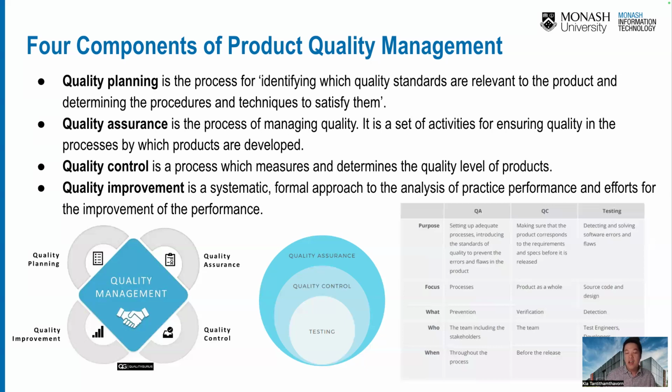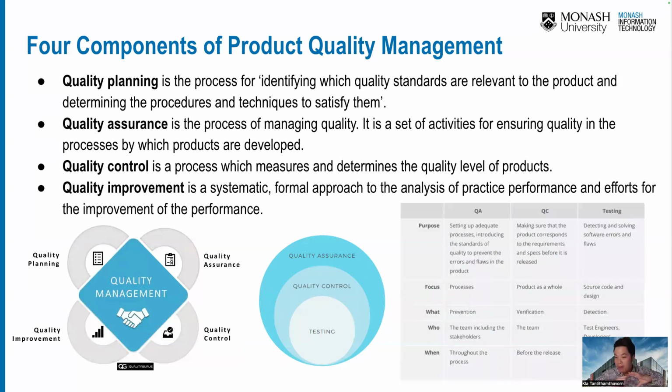Okay, makes sense? When we talk about quality control, it means how do we measure the quality? For example, the control measurement could be, for the whole project, the code coverage must be over 80%. That's how you control the quality. The bugs must be less than X%.